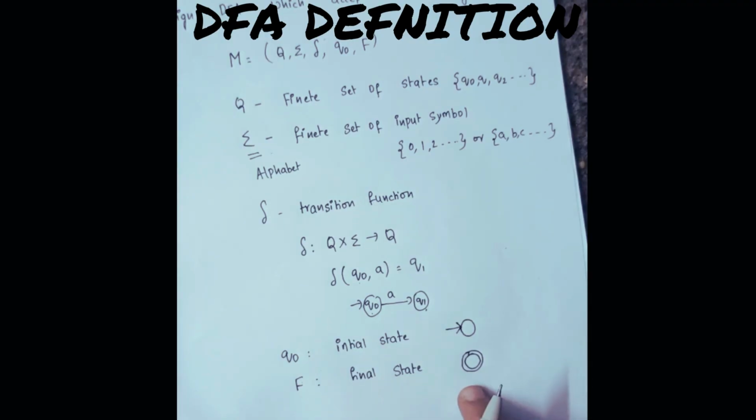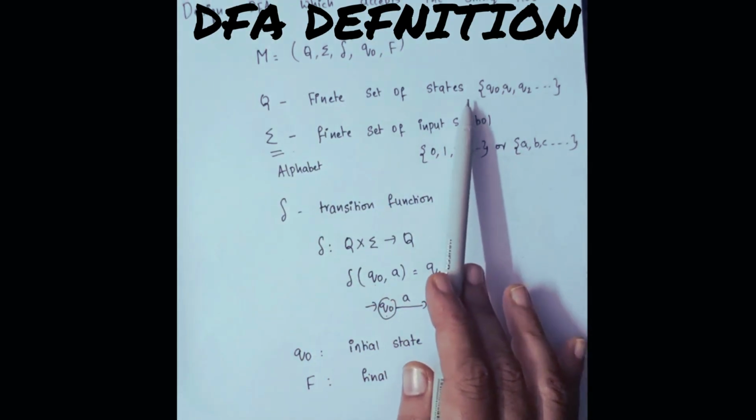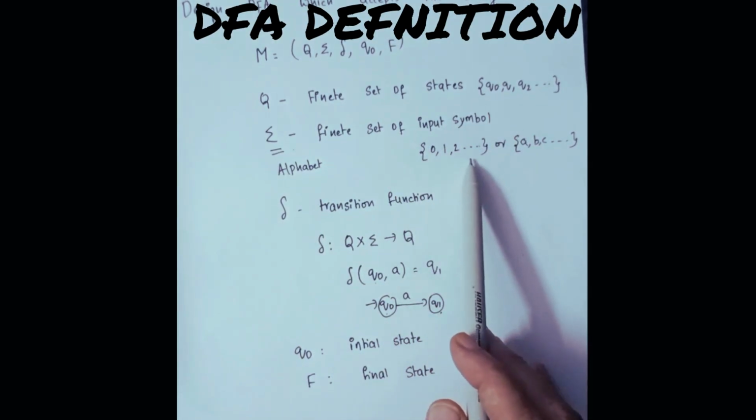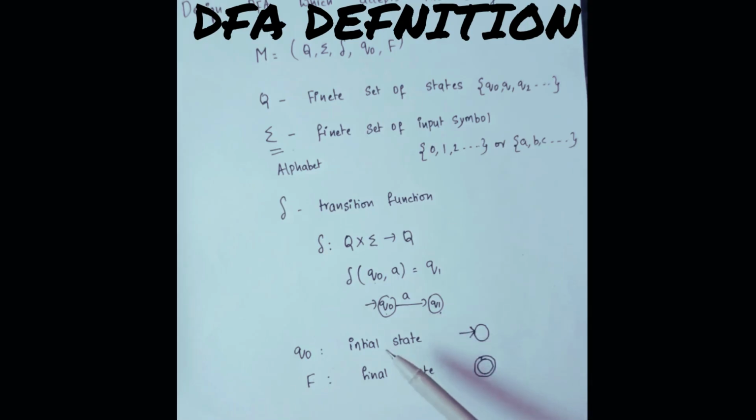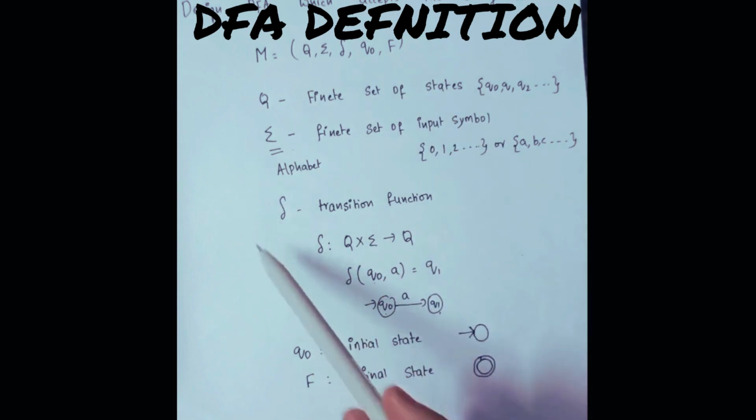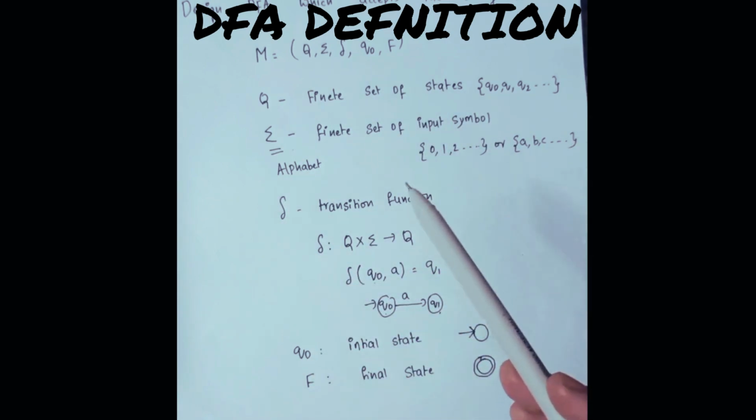Before going to design any deterministic finite automata or a non-deterministic finite automata, you should know these things: what are the states, what are the input symbols, how to write the transition function or the transition diagram, and what are the initial state and the final state. So this is the general representation of a deterministic finite automata.